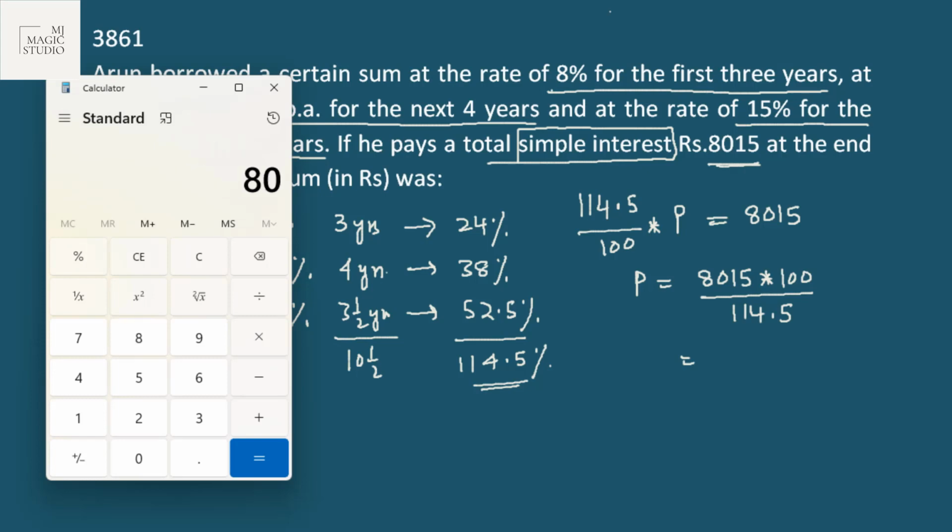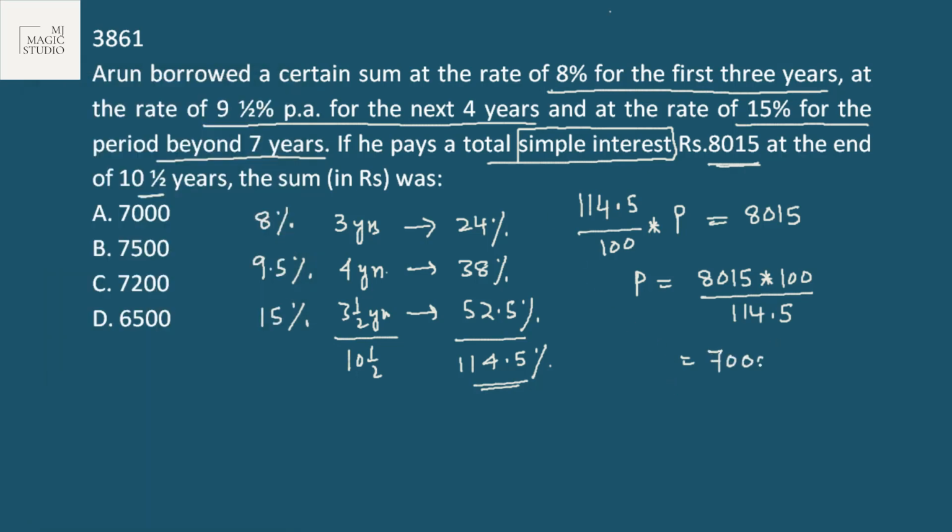On screen calculator, 8015 into 100 by 114.5. This gives 7,000. So principal is 7,000. The amount borrowed is 7,000. The sum in rupees is 7,000. Option A is the pick.